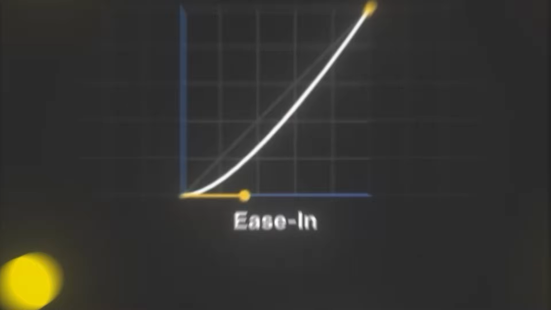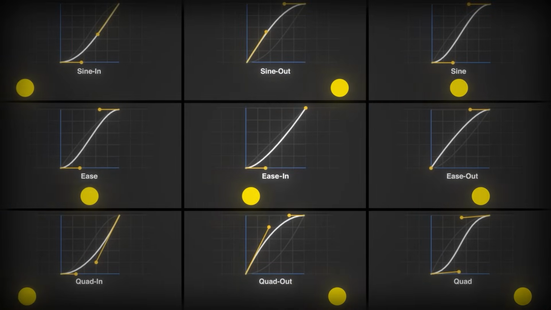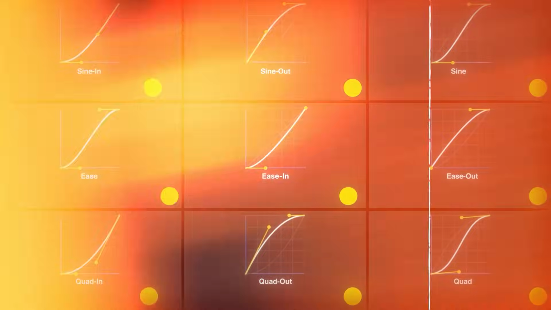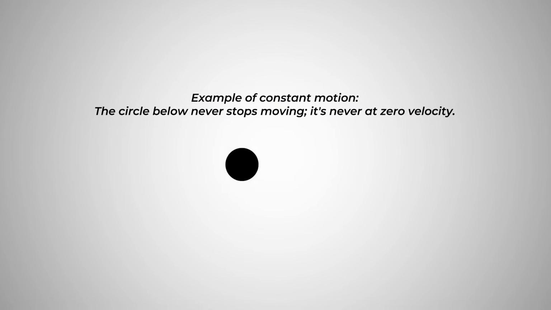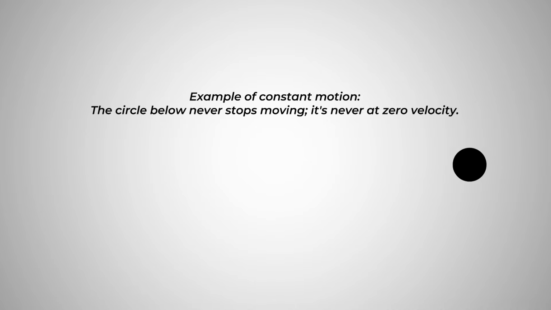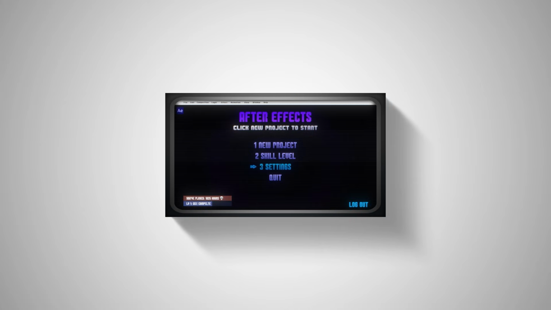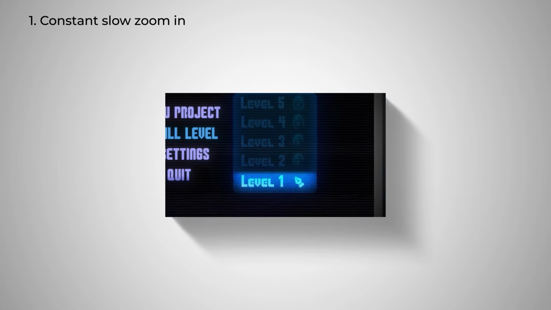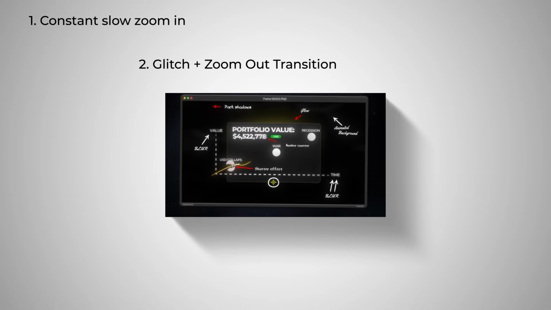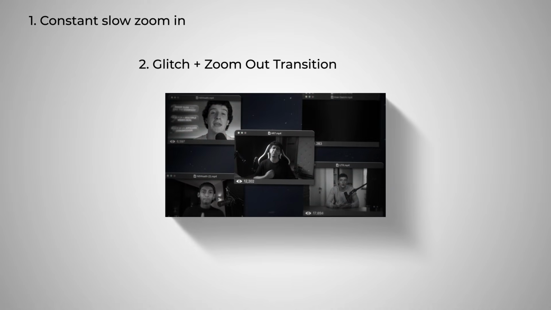Next is motion. The easiest way to make your edits professional is simply by having smooth graphs. In the intro, there is never a moment where there's nothing moving. It's not realistic. For example, in the first scene, we have a constant slow zoom in, followed by a glitch and zoom out transition to match the digital style of the first animation.